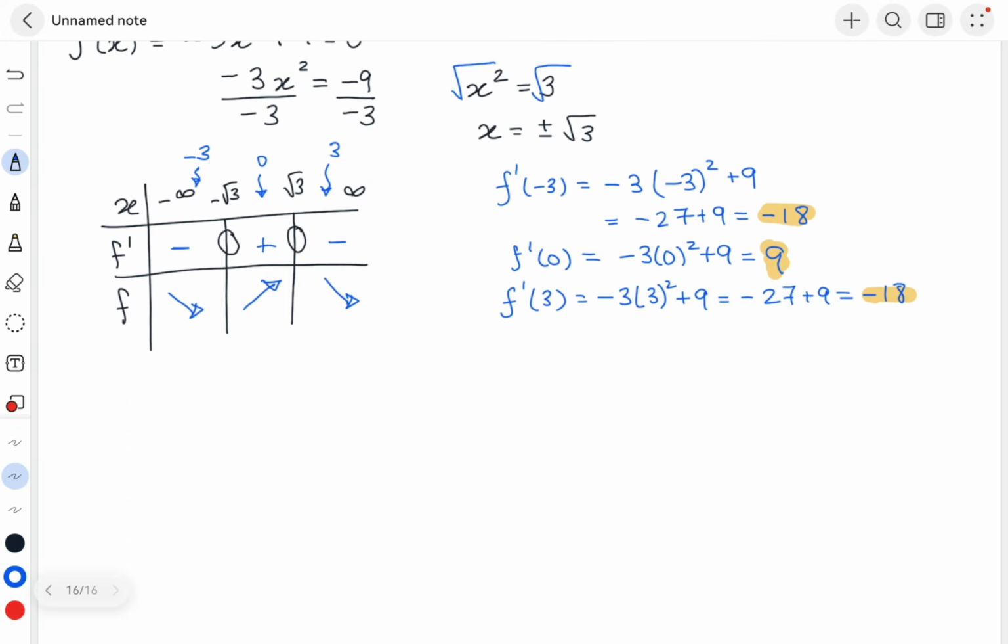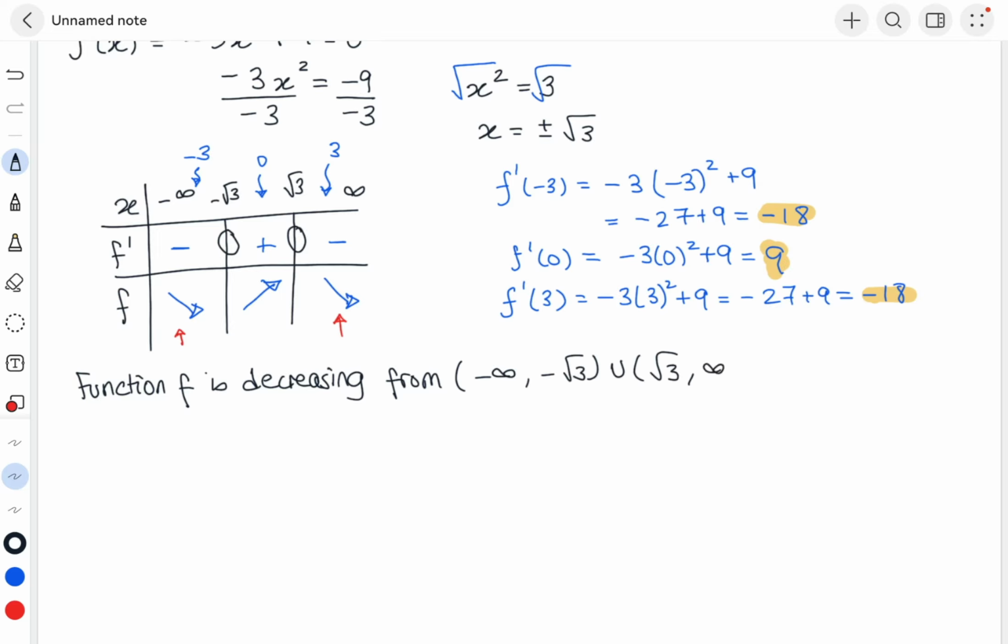So now we write function f is decreasing on two intervals here. We have it decreasing from -infinity to negative radical 3 and from radical 3 to infinity. So function f is decreasing from -infinity to negative radical 3 and radical 3 to infinity. And function f is increasing on one interval, which is from negative radical 3 to radical 3.